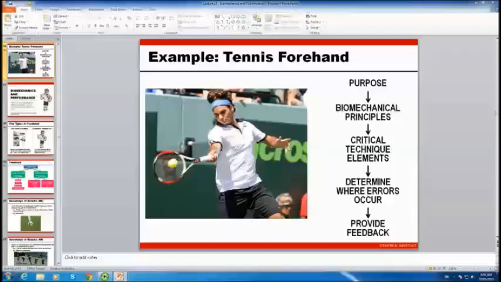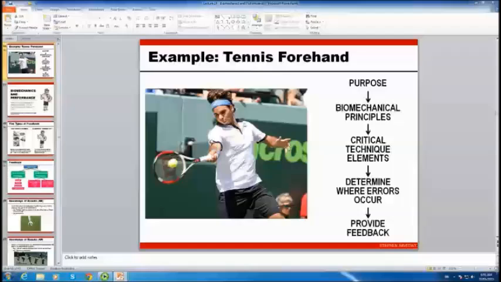Win a point, I'll take that. The end goal of a tennis forehand, it must go in the court, must go over the net. The goal is to win a point. That is our purpose. That's number one. If we don't know the purpose, we can't go any further. So we've established a good purpose.